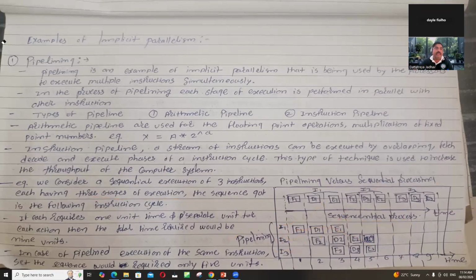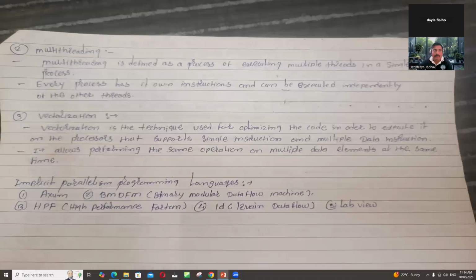So this is called implicit parallelism, one of the examples of implicit parallelism. The next example of implicit parallelism is multi-threading. What is the multi-threading concept? Multi-threading is defined as the process of executing multiple threads in a single process. I will explain that one. Every thread has its own instruction and can be executed independently of the other threads. That is the second point we use in the multi-threading concept.